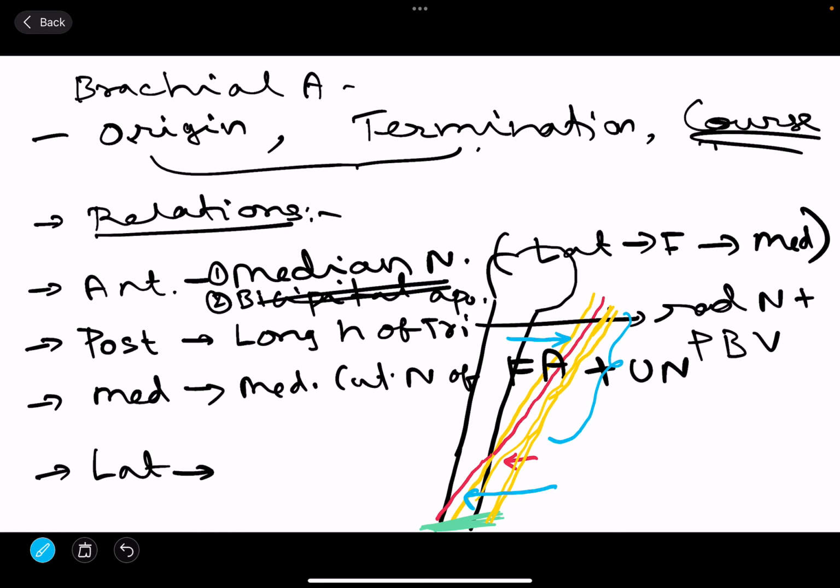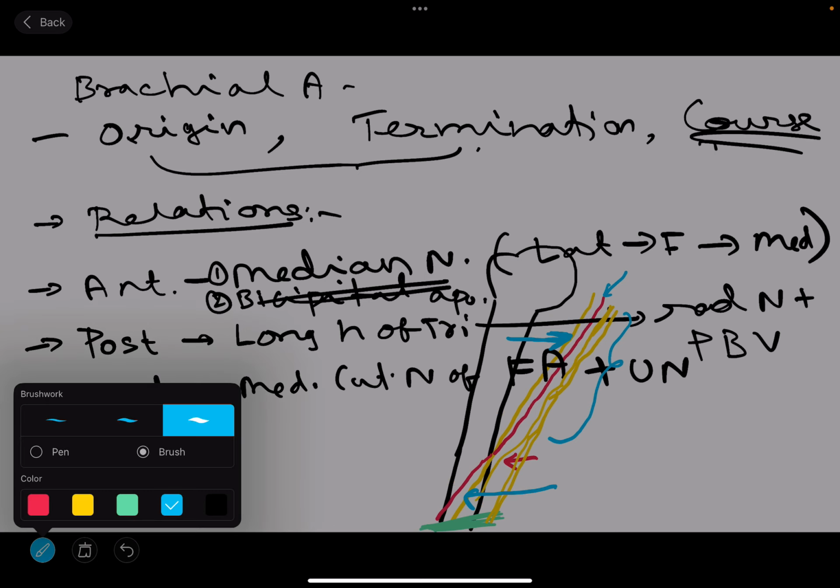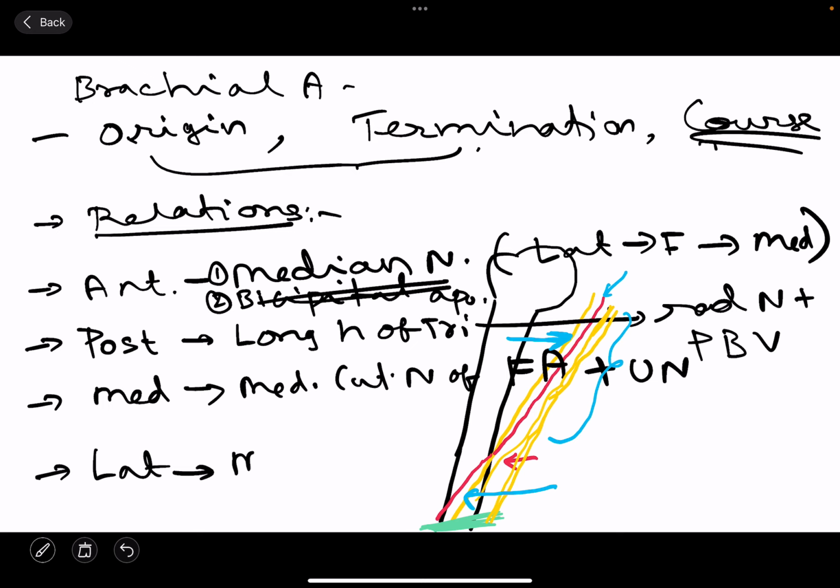Okay, now what about the lateral relations? The median nerve and the coracobrachialis in the upper part, right? So look at this structure here that I've marked in blue color. This arrow shows you the median nerve. So this red line is the brachial artery. So in the upper part of the arm, the lateral relation would be the median nerve, and also we have the coracobrachialis muscle.